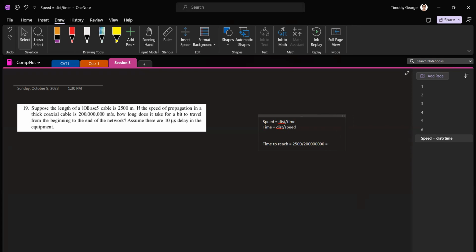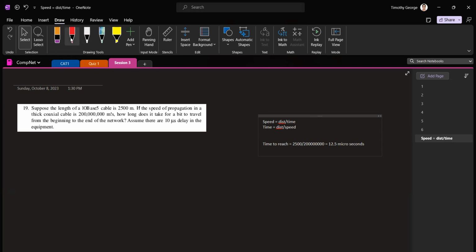And so when you would solve this, I can see the solution. It's going to be 12.5 microseconds. But yeah, it's actually a very easy calculation to do.